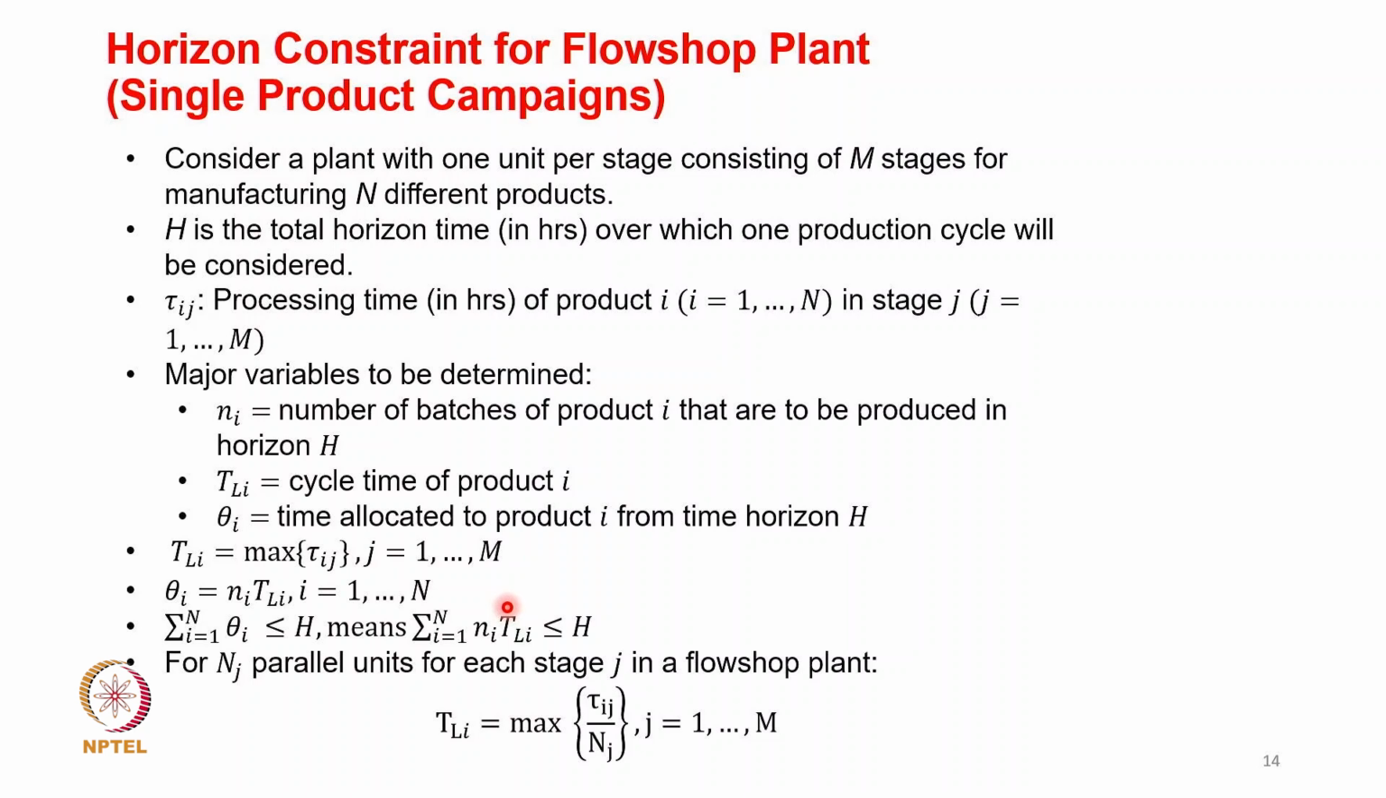Total time would be the number of batches times the cycle time, and we can always understand that this theta would be less than H, which is the total horizon time. Theta would be n times TLi. So these are the conditions that you need to satisfy. And if there are n parallel units, TLi eventually becomes the max of tau ij by Nj, as we have seen in the previous case.